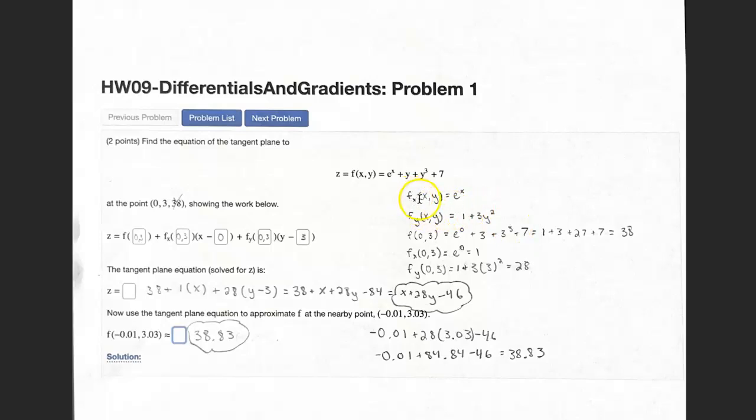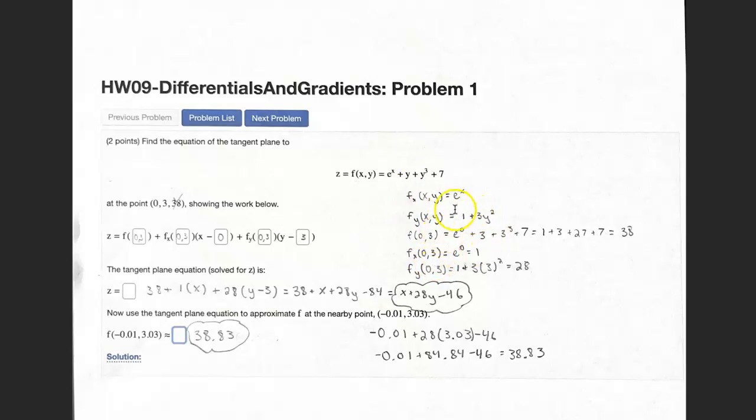So I started with f sub x of x, y, and I looked at the original function and noticed that the only part that has the variable x in it is e to the x. So I thought, what's the derivative of e to the x? It's just e to the x. So I wrote that down and then moved on to f sub y of x, y, and I looked at it again and asked what parts have y in it. I noticed it was just the y and the y to the third. So the derivative of y is just 1, and the derivative of y to the third is going to be 3y squared.